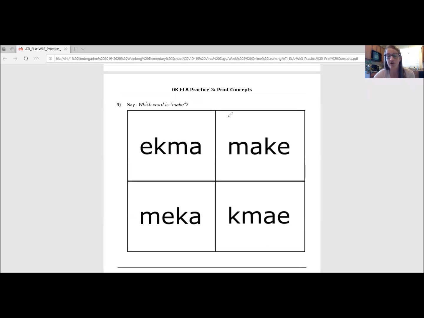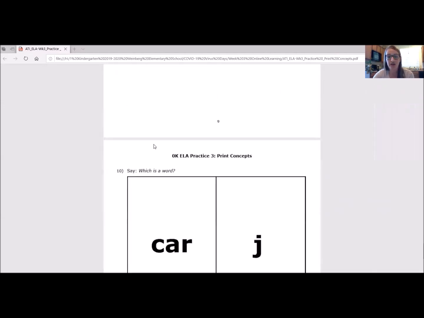Number 9's asking you which word spells out the word make. Make. Is it word 1, 2, 3, or 4? Remember, you're looking for the word that spells make. What do you guess? It's word number 2. A silent E at the end. Good job. Let's see what else we got here.